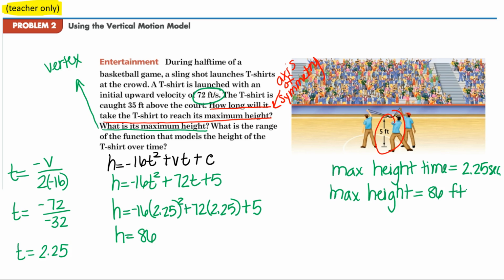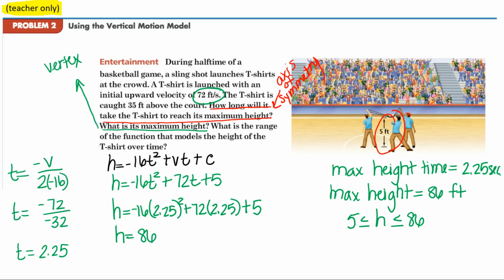Now the last part says, what is the range of the function that models the height of the t-shirt over time? The question you have to ask yourself, did the t-shirt ever hit the ground? Why not? It got caught at 35 feet. So what was the lowest that t-shirt was ever at in this problem? 5. We started at 5 feet. So the lowest that t-shirt ever was is 5 feet. So my range would be 5 is less than or equal to h, which is my height, is less than or equal to... and what was my maximum height?